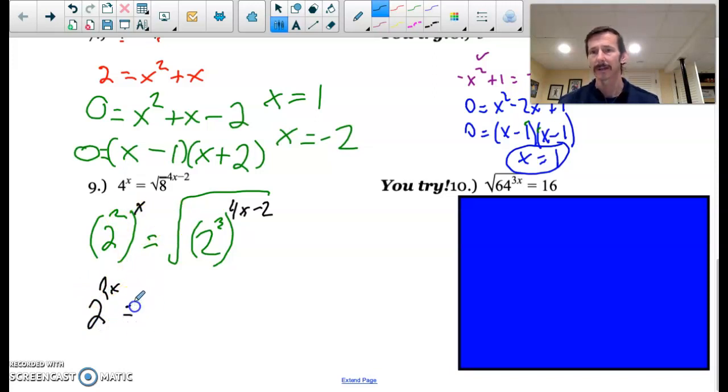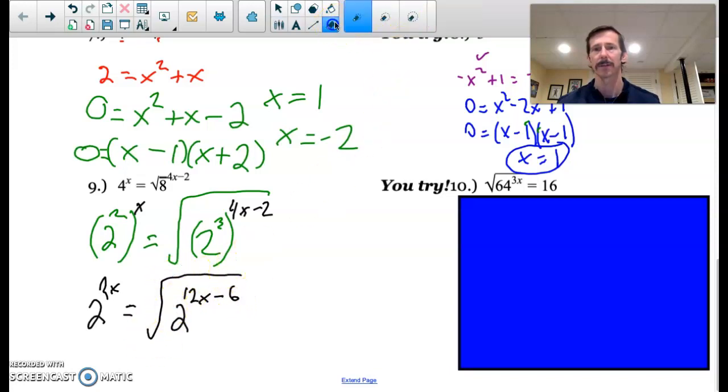Equals, and again, I'm going to keep this big square root right here for a second. And I have to take this 3 and multiply it by this power, so I have to distribute it. So the right side will become 2 to the 12x minus 6. All right, so 3 times 4x minus 2, 12x minus 6. Now I'm going to deal with the square root, and I'm going to deal with it by erasing it. And obviously on yours, you don't have to erase it. You can just move to the next step.